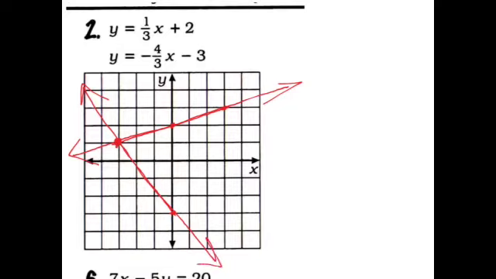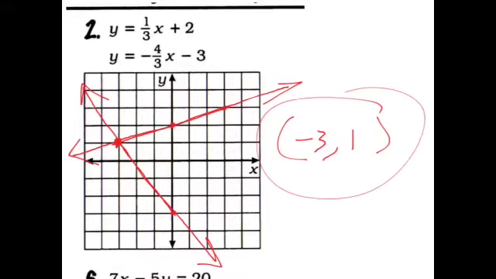Anyway, these cross right there, and that point there is (-3, 1), because from the center, left 3, up 1. That's how you get the coordinates. So there's your answer for that one.